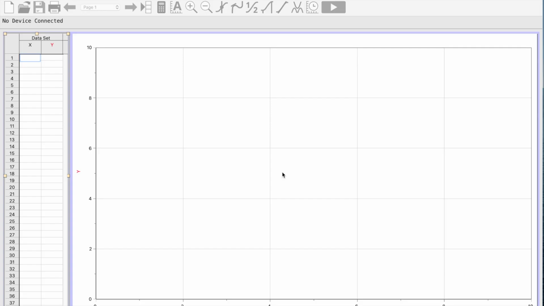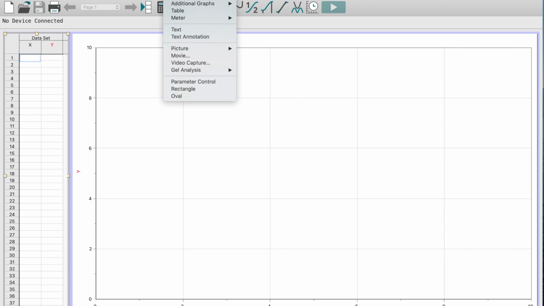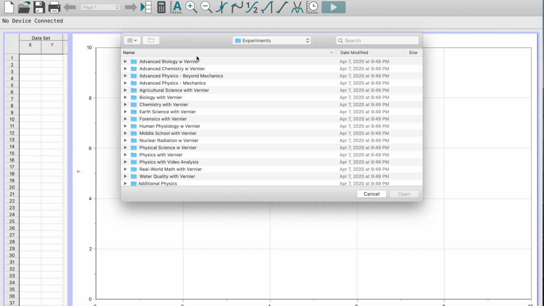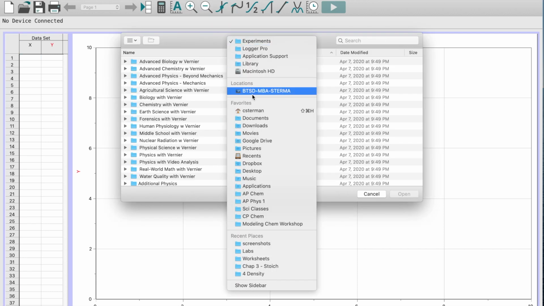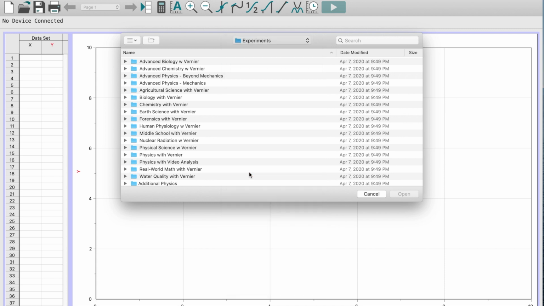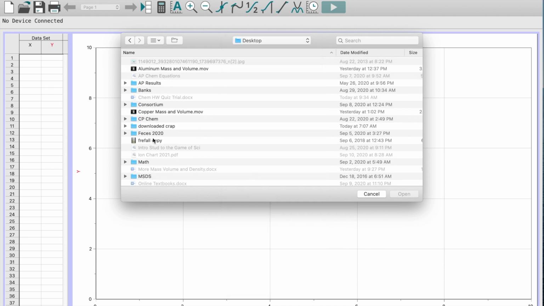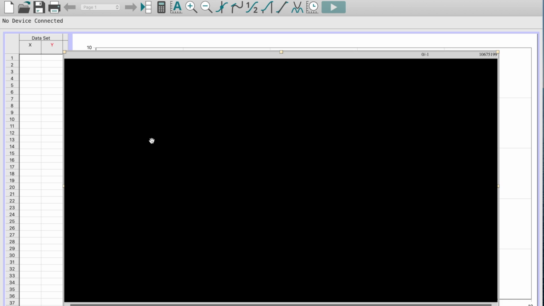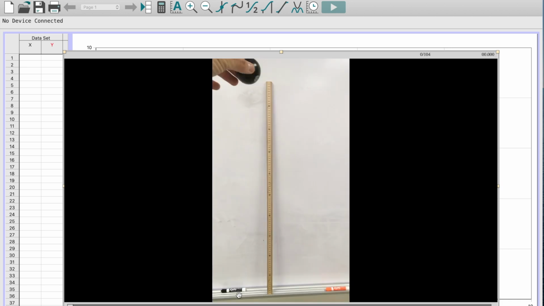Free fall by using some real data. So to begin with, I've got Logger Pro set up here. I just opened it up and now I'm going to insert a video. So I'm going to insert a movie, and I'm going to find the file that has my video in it, which is right here. It's going to open up my video from last year. And let's take a quick look at this.